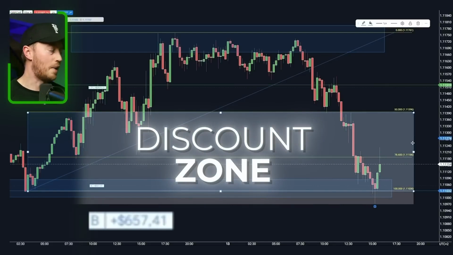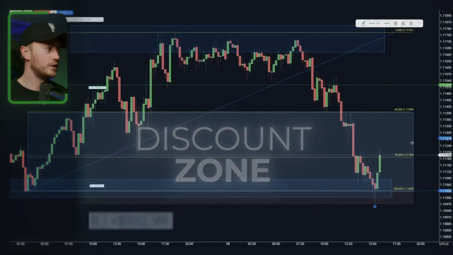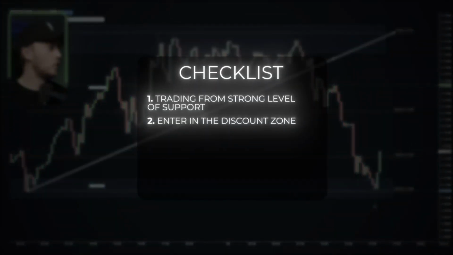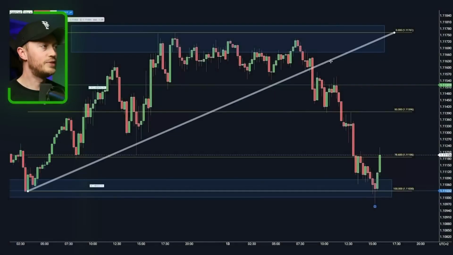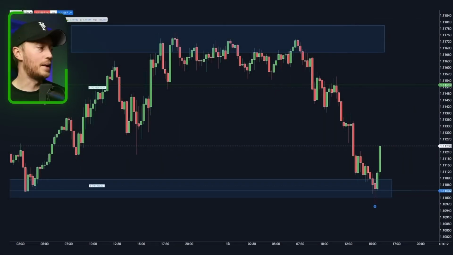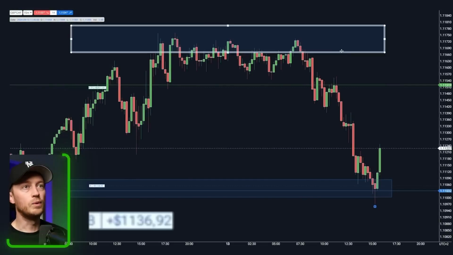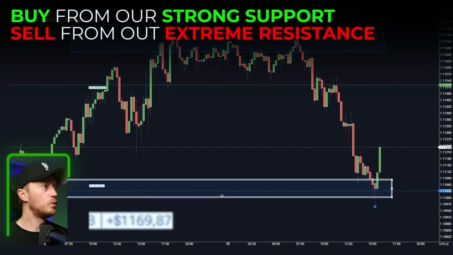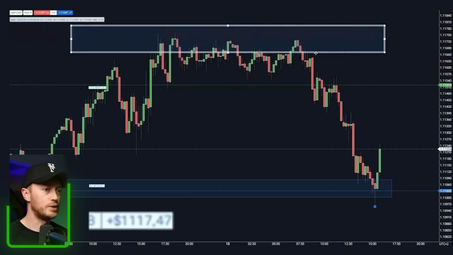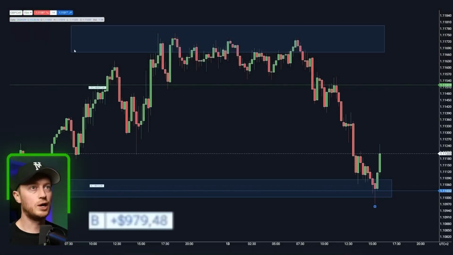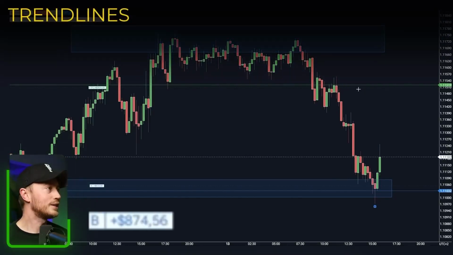That's when you're getting price at a discount. You don't want to be buying when the price is high, right? So this is just a buy low mechanism. We're below 50%. This means we're buying low, right? We want to buy low. We want to sell high. We want to buy from our strong support. We want to sell from our extreme resistance. Very, very simple concepts. Now, we're also looking at things like trend lines.